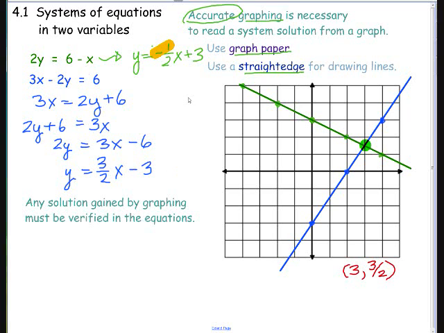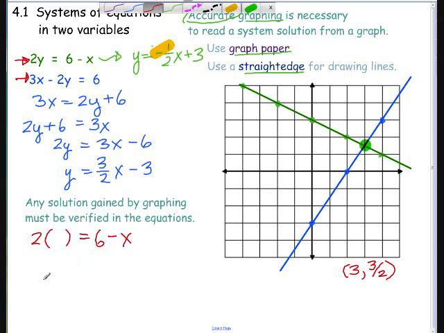When you do verifying, make sure you go back to the original. So we're going to verify in this one and in this one. The reason we do that is on the chance that when we went to an equivalent equation, we made an error. So you always go back to the original. So I'm going to have 2y equals 6 minus x.